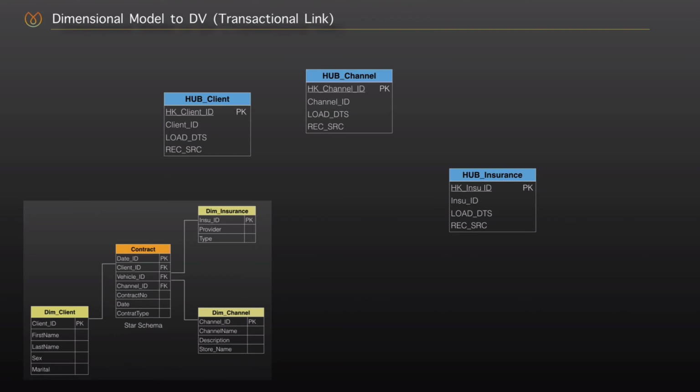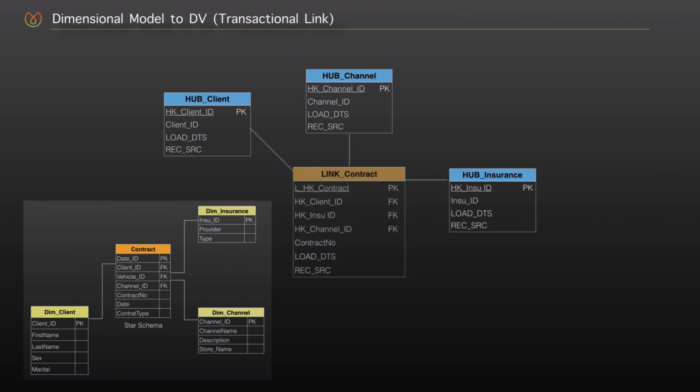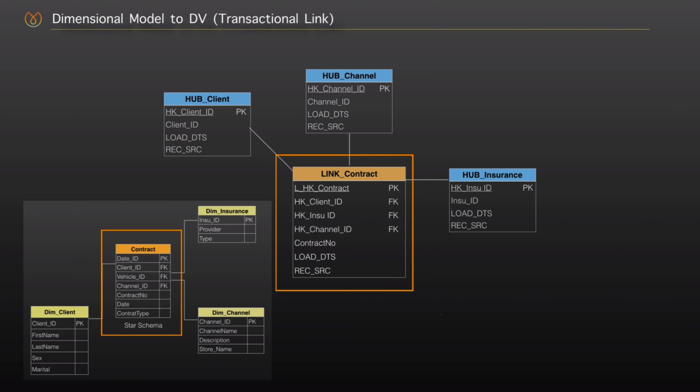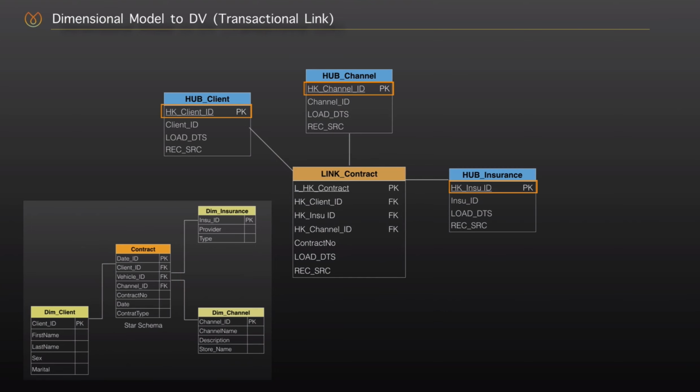So we also know that in dimensional model, a fact table stores the transactions. And to model transactions in data vault, we either use a transactional link, or another alternative approach is creation of a hub table for the transaction. According to the first solution, we just create a link table for the fact table, which is also surrounded by the hubs, and the hash key columns of the hub tables are inserted into the link table.